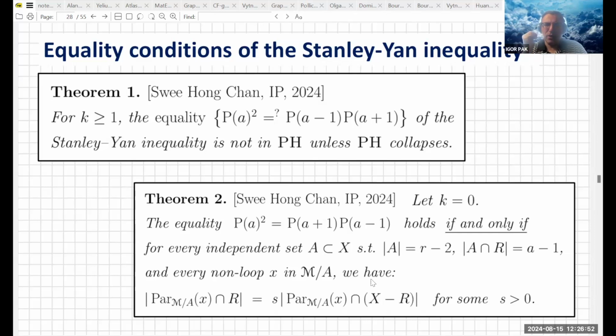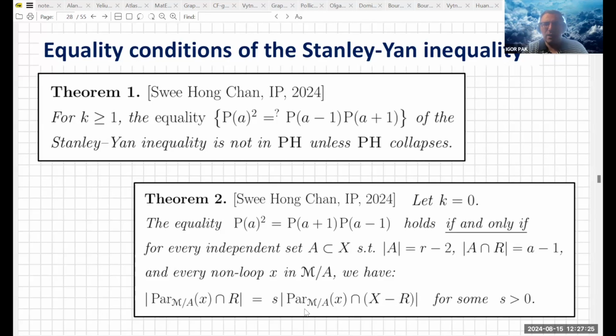More importantly for us, for when k is equal to zero, this is a purely Matroid theoretic result. We can show the equality conditions for the original Stanley inequality without larger k, or I mean, of course, Stanley proved it for all k. We can show that there is a very clean description of the equality condition.